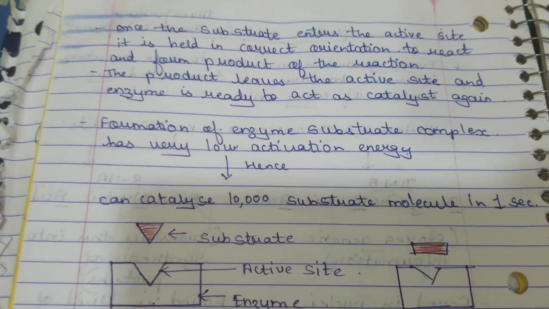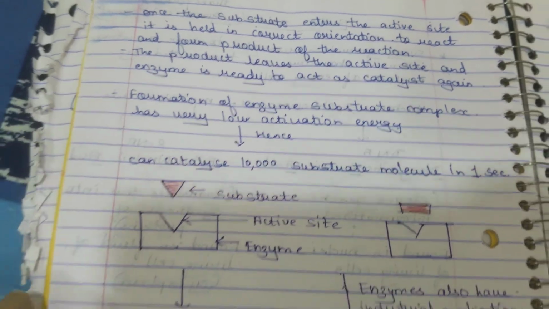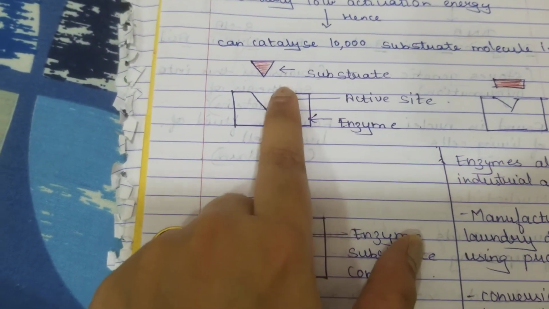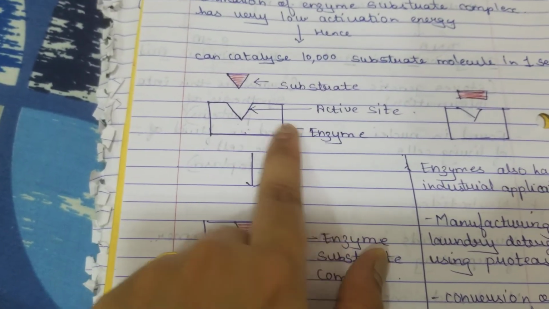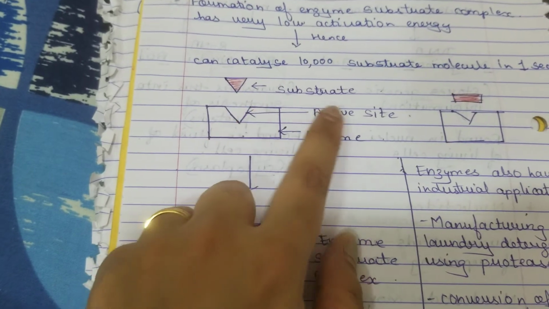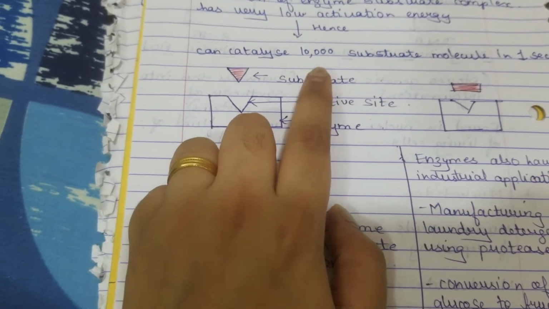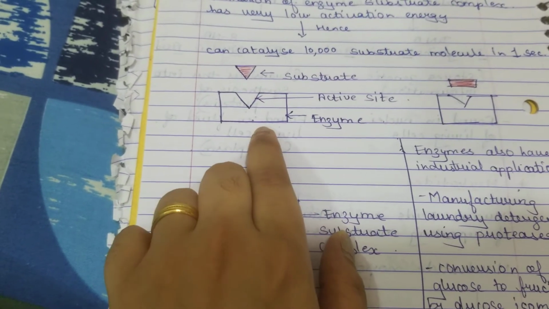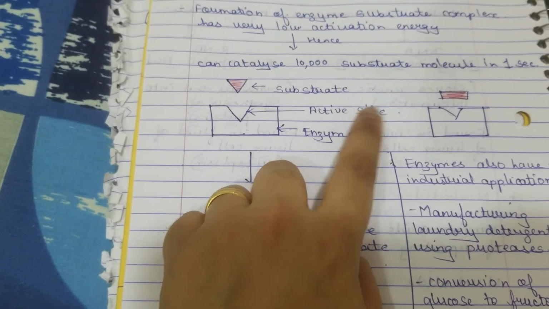Now this was the theory that is given under mechanism. Now I will actually explain you with the help of a diagram. If you look at the first diagram, this box with a V shape is called the enzyme, and this V shape is called the active site. What they are saying is the substrate that is going to come and sit on this enzyme should be of the same size and shape as that of the active site.